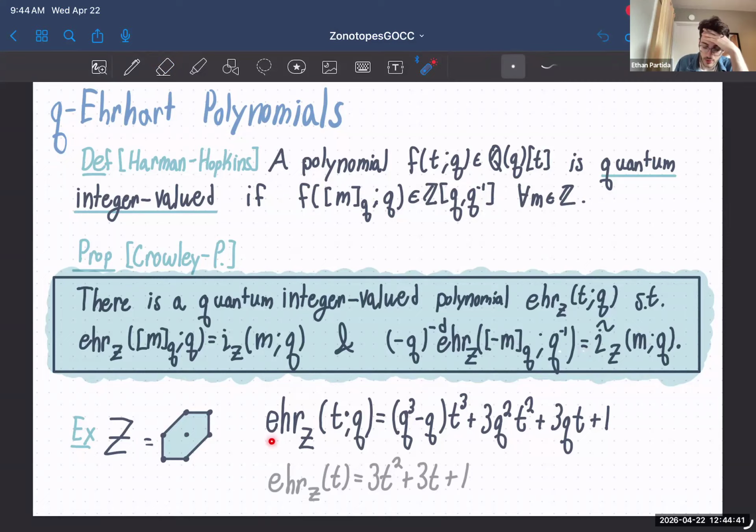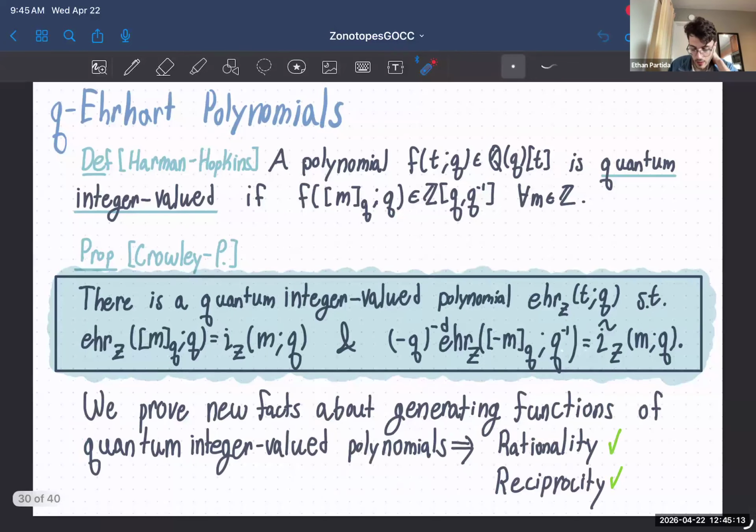Okay, so I wrote out the graded Ehrhart polynomial of our zonotope in this spot here. Maybe one thing to note is that the Ehrhart polynomial is a power of t squared, so it's equal to the dimension. But the graded Ehrhart polynomial will always be of t degree the number of columns of that matrix. So this thing is of t cubed degree.